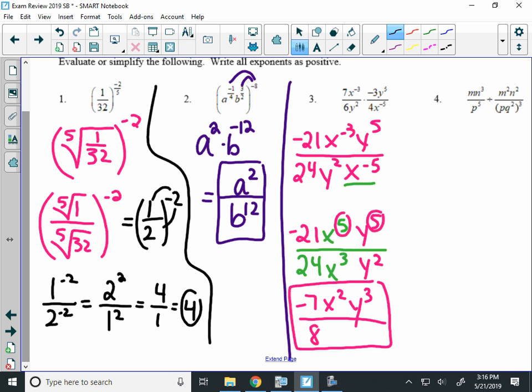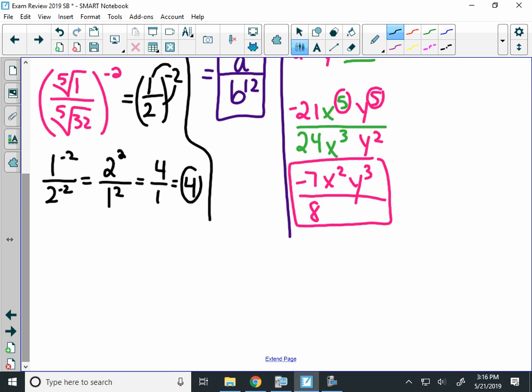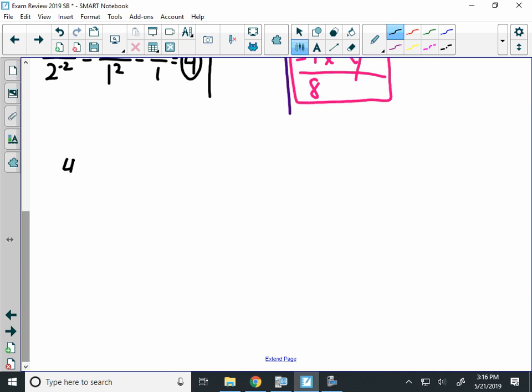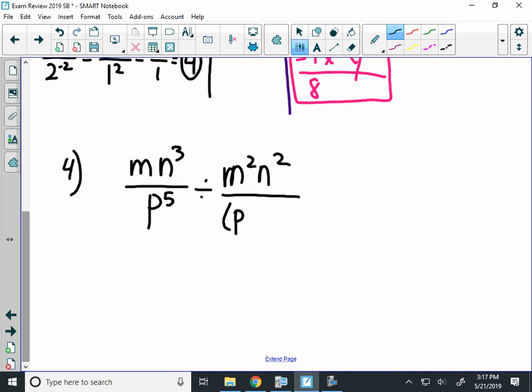All right, the last one here. I'm actually going to rewrite this down below a little bit. So we'll do number 4 down here. I have n to the third, all right, that has a lot to it. Let's work on this. Start by noticing that you're dividing two fractions.